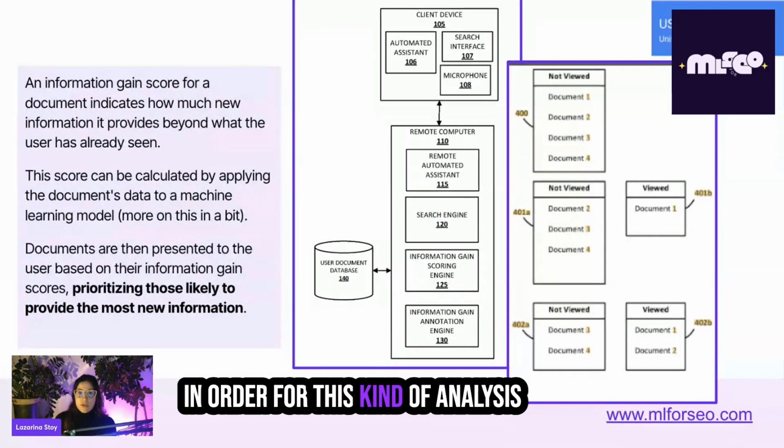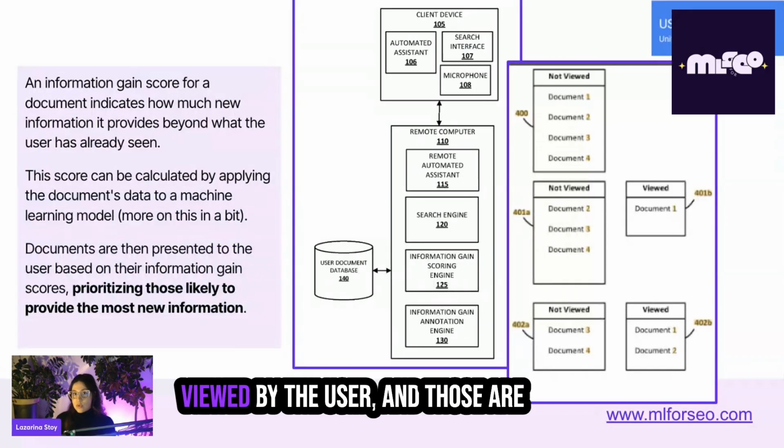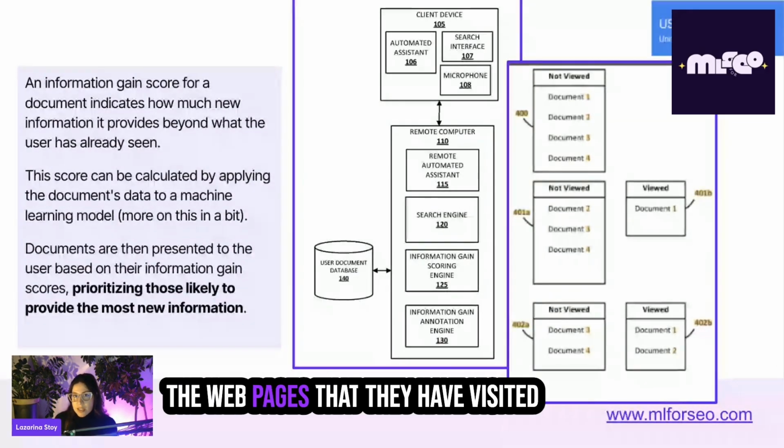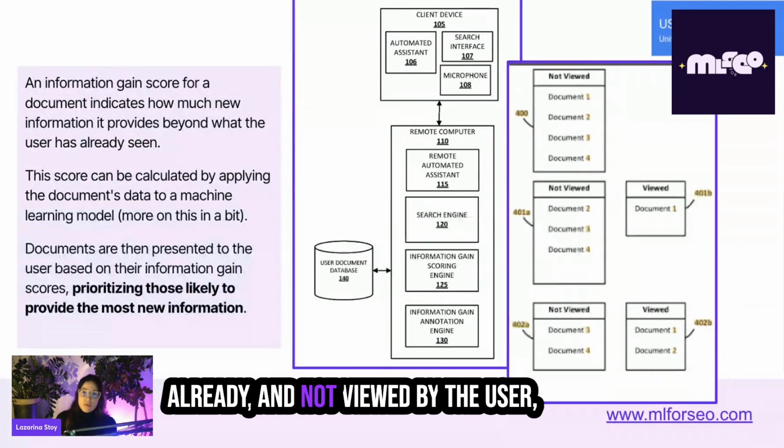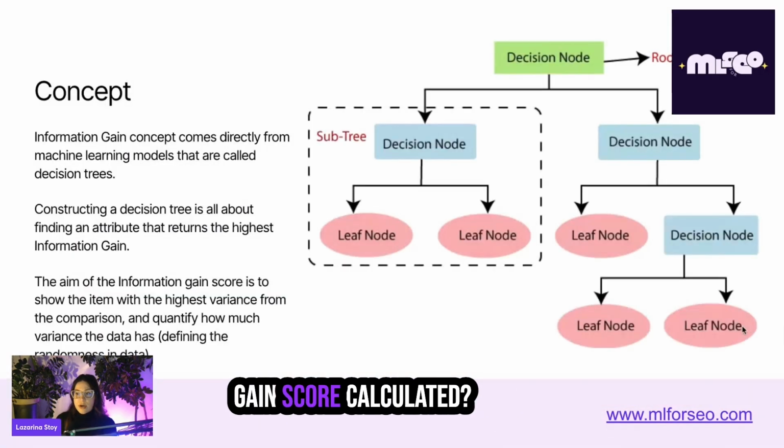In order for this kind of analysis and scoring to be done, Google will actually classify documents into viewed by the user, and those are the web pages that they have visited already, and not viewed by the user, and then perform the analysis. How is the actual information gain score calculated?